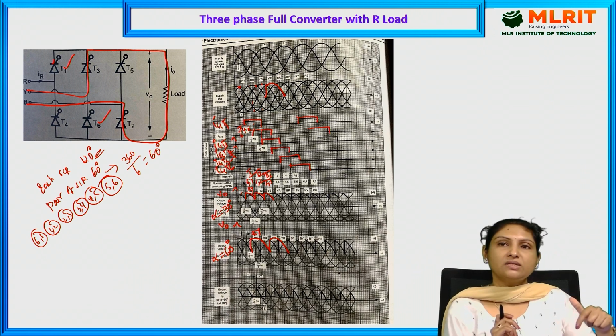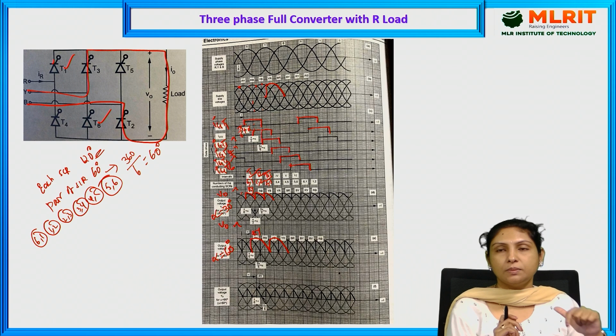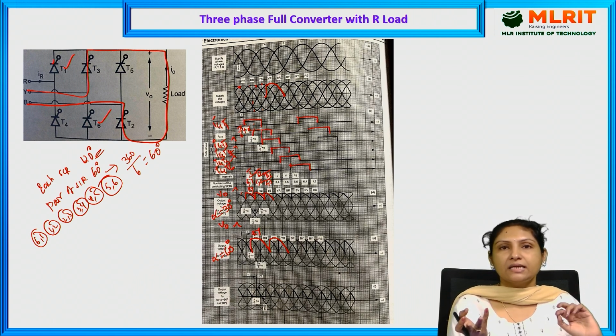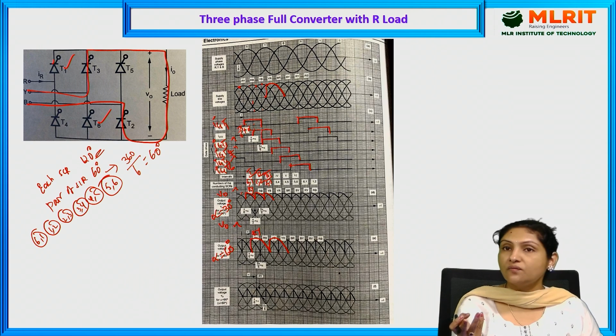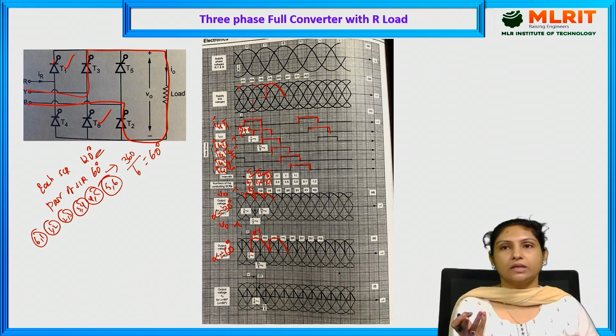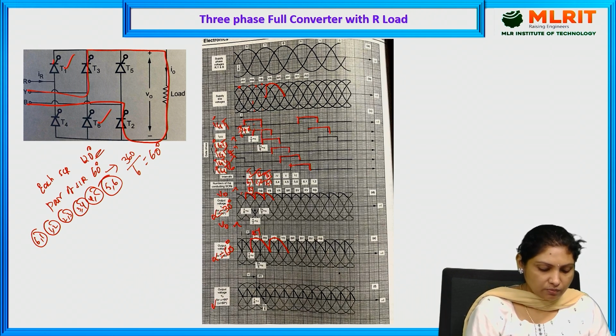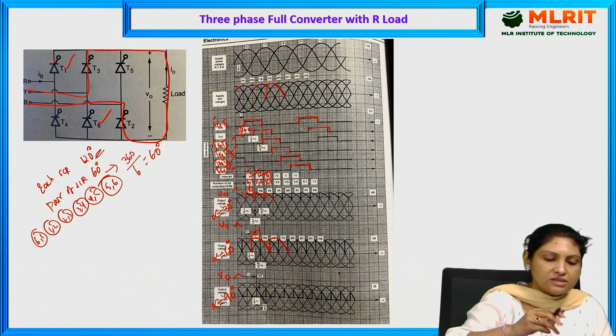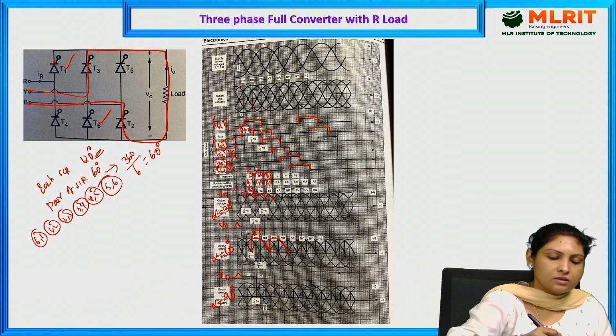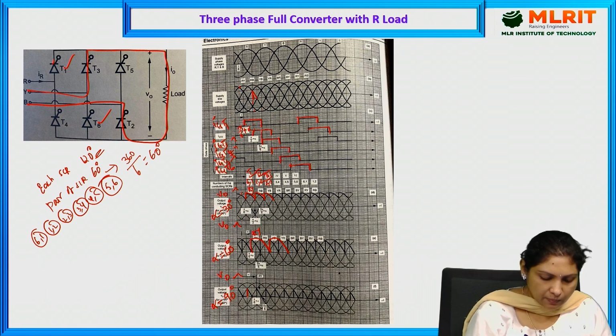So till alpha equal to 30 and 60, the output voltage will be continuous. And if you exceed the firing angle beyond 60 degrees, the output voltage will become a discontinuous waveform. So here, let me check out the output voltage waveform for alpha equal to 90. So alpha equal to 90 in the sense, this is your zero crossing, 30, 60, 90. So from this instant to this instant, your RB will appear across the load.